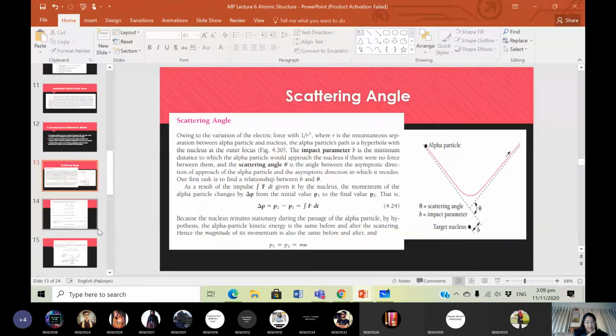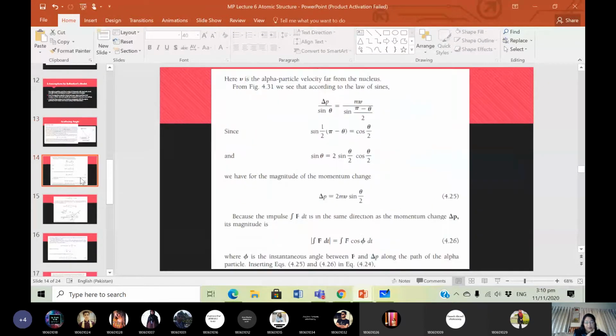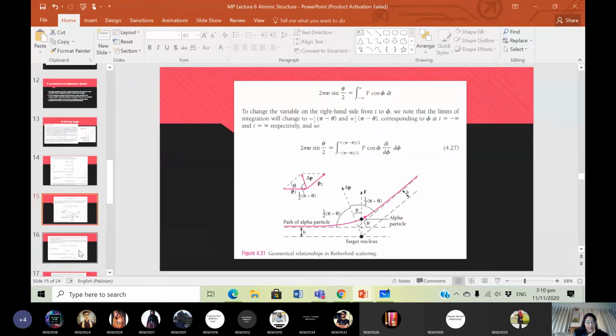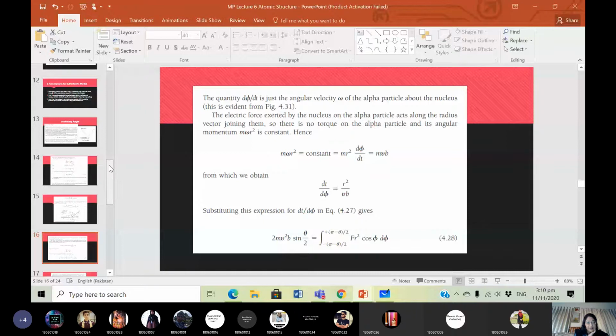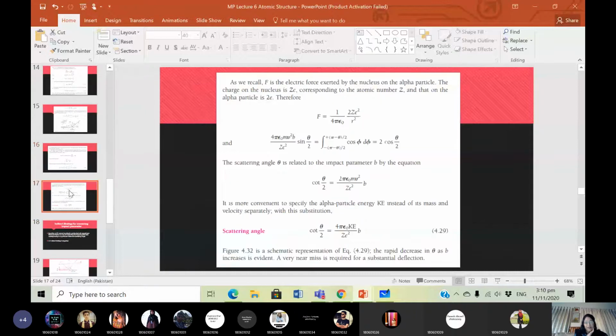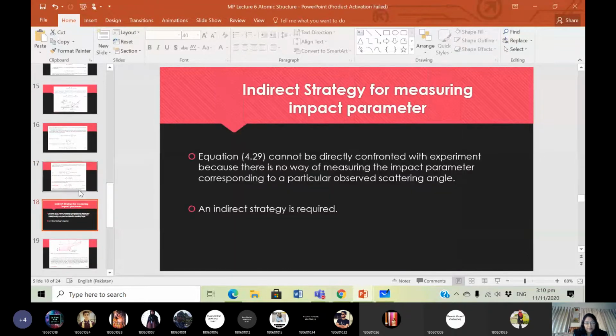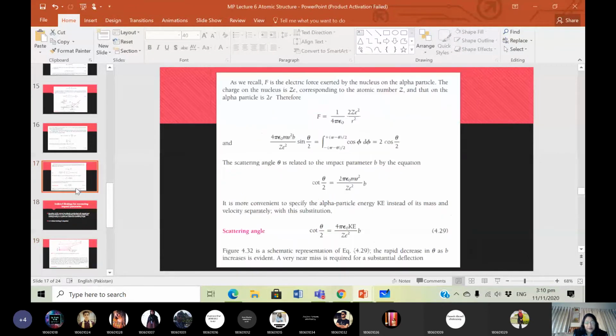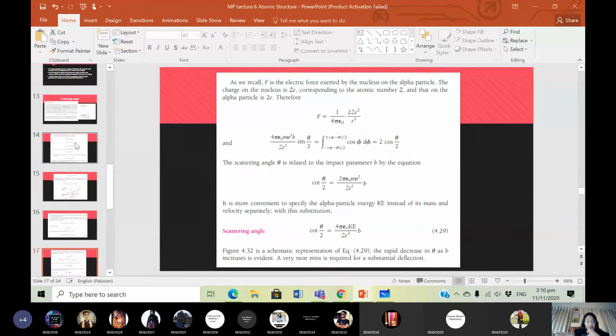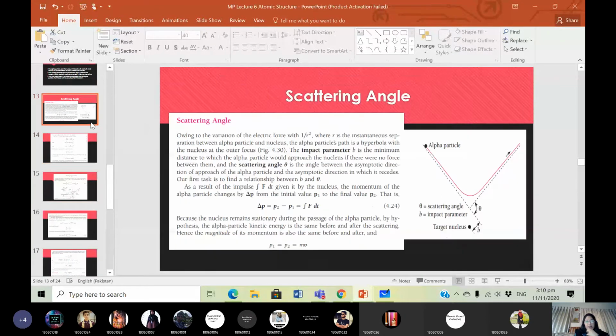That is our first goal, and let's see what the result is, then we will go about deriving it, okay? We have to do a lot of calculated work here, okay? So this is our relation between B and theta. This equation here, 4.29, is a relation between B and theta, and we're going to derive that now, okay? So how do we do that now?